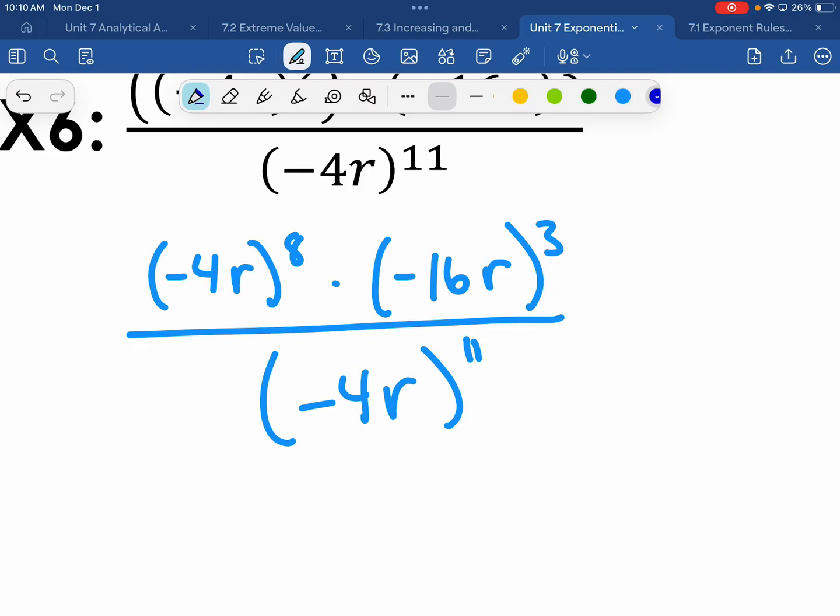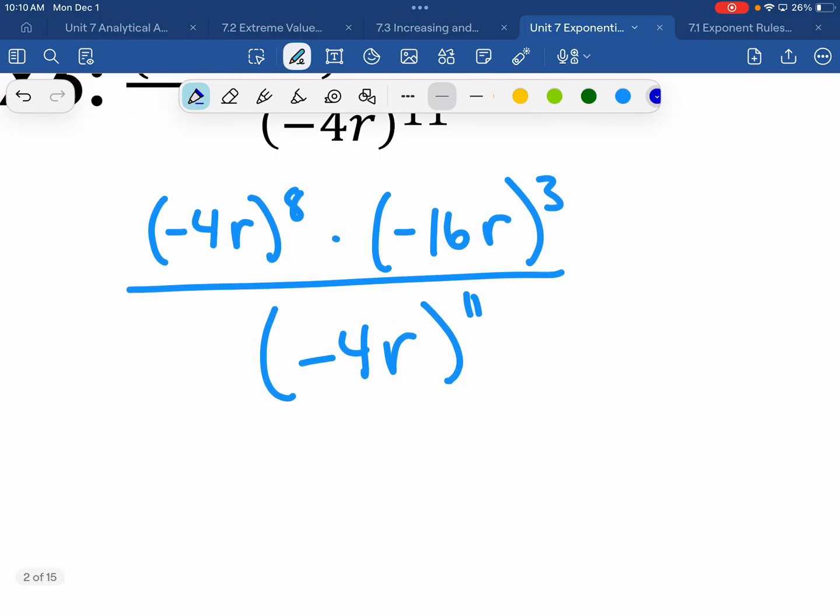All right. So next thing here that I'm noticing is I have -4r and -4r. So these bases are the same, which is so nice because what can I do to my exponents since the bases are the same? Subtract them. So what's 8 minus 11? -3. So I'm going to be left with 4.